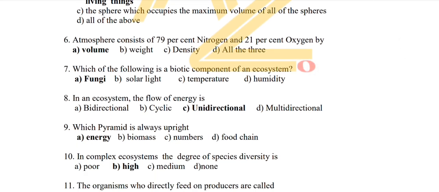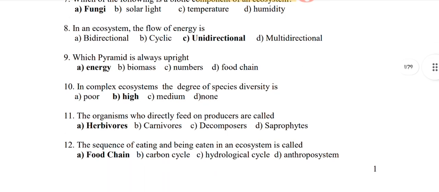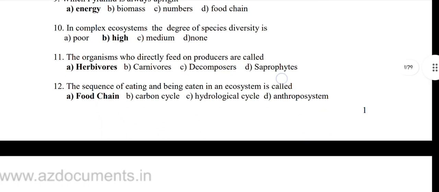So we can go for the sixth. Atmosphere consists of 79% nitrogen and 21% oxygen, by volume. Which of the following is a biotic component of an ecosystem? Answer option A, fungi. Question number 8: in an ecosystem the flow of energy is, answer C, unidirectional. Question number 9: which pyramid is always upright? The energy pyramid. So the 10th question.